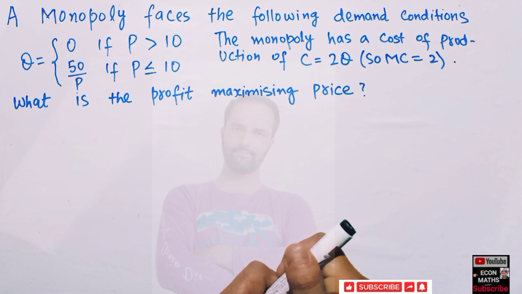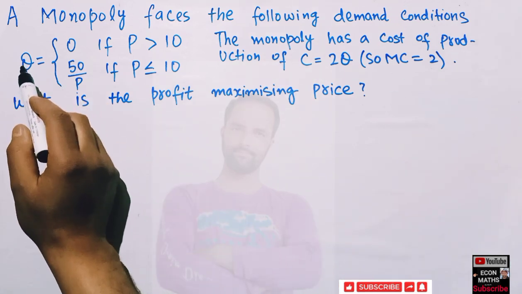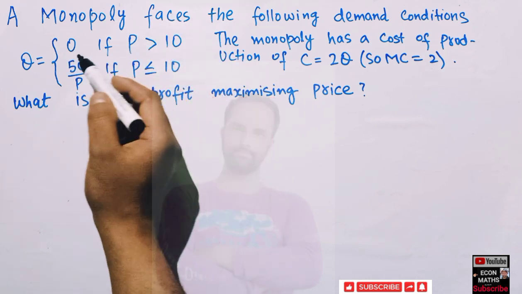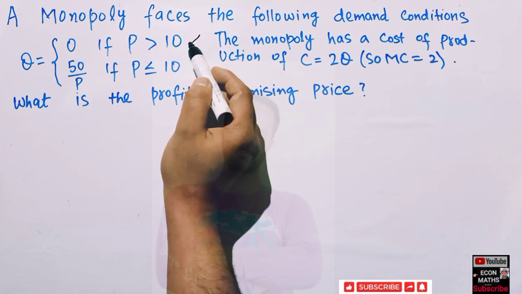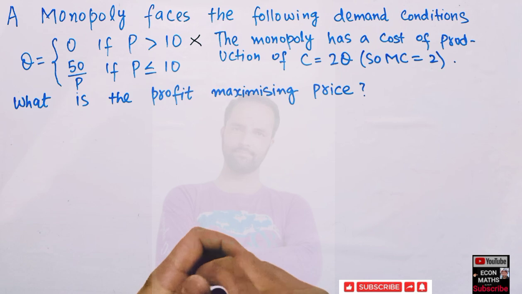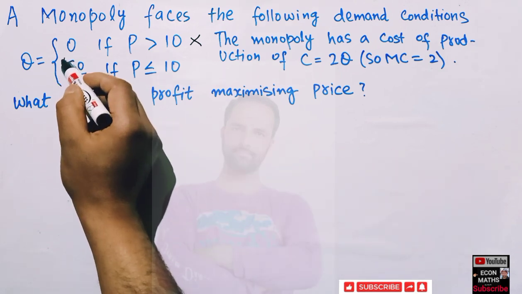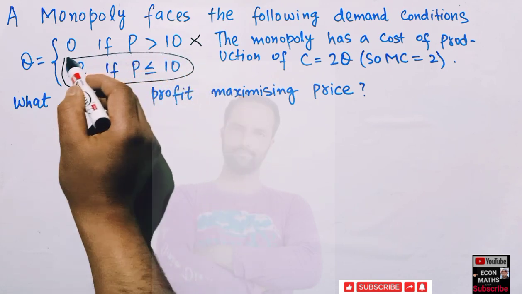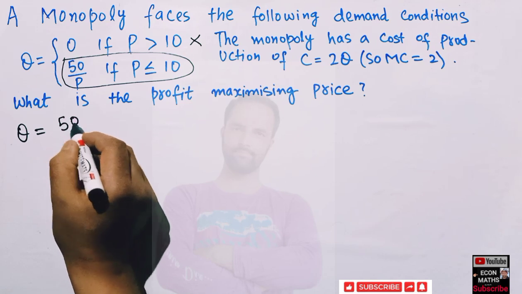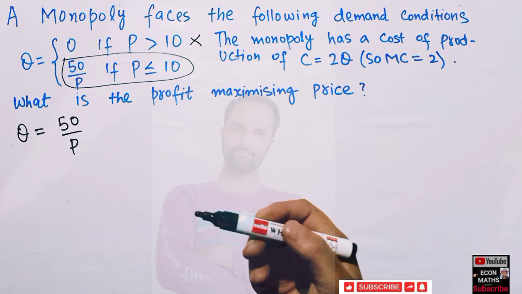Now let us see what we are being given here. So quantity demanded is equal to 0 if price is greater than 10. Obviously this will not be our condition, because when nothing is produced, there is nothing for the monopoly to be happy about. So we will be considering the other condition, that is Q is equal to 50 upon P, with the condition that P should be less or equal to 10.